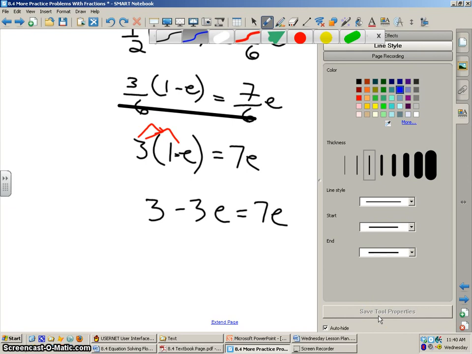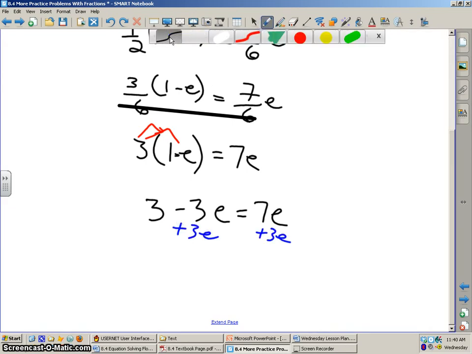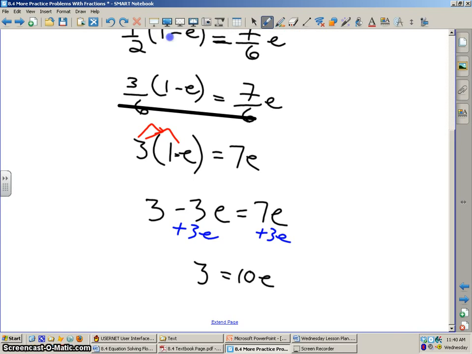Okay, so we have variable here at negative 3. I think I'd go ahead and positive 3e that one. And so we have 3 equals 10e. You might be thinking, I don't like the look of that. But remember, there's our variable on the right-hand side this time.